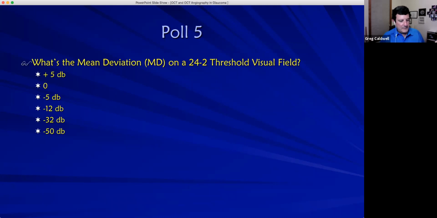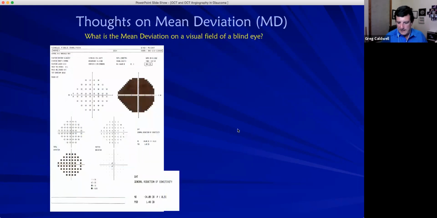So 0 is the majority answer here. Now remember, 0 would be what would be expected as a normal visual field. On a blind eye, those who answered 32 gave the most acceptable answer, and I'll show you why in a second. So I actually did this one day.